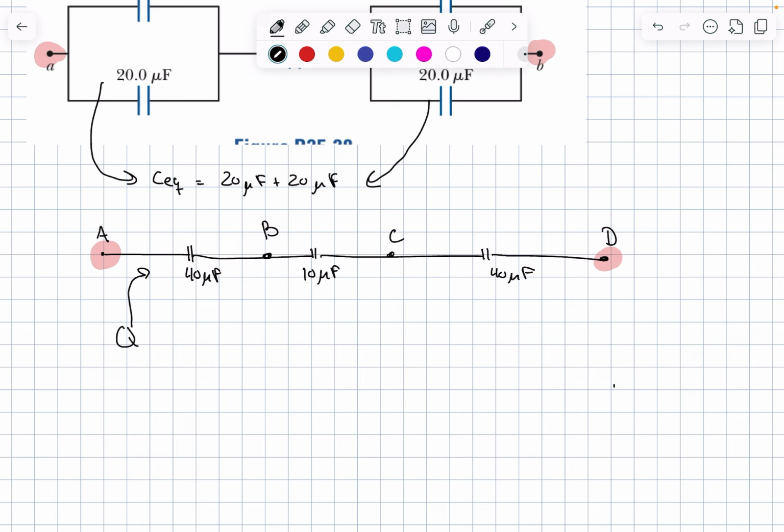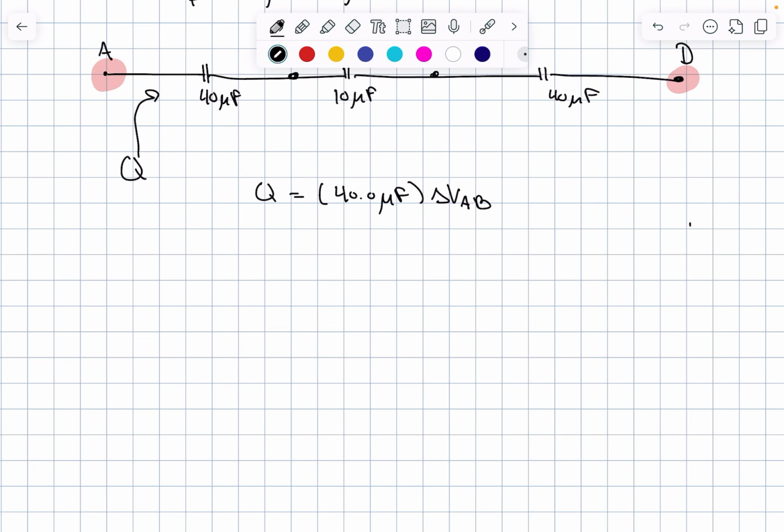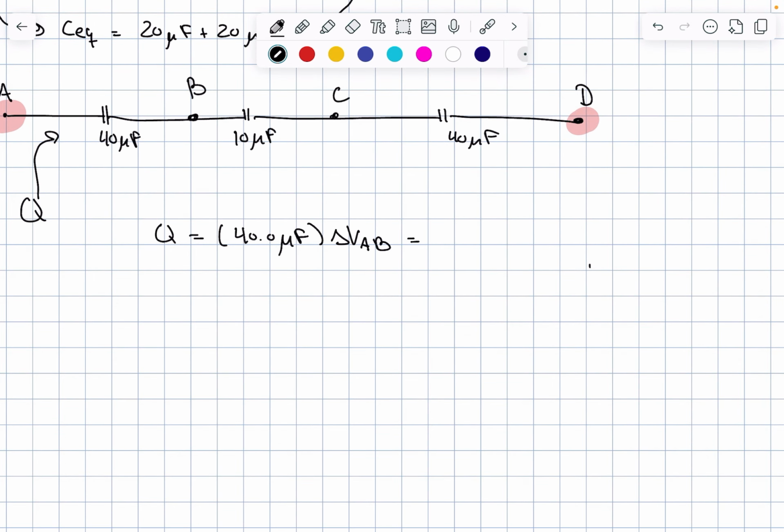And we know that. So then we can write out that Q is equal to the capacitance, so 40.0 microfarads, times delta V AB. What I'm saying is that the charge on this capacitor here is its capacitance times, well, what is the voltage difference across the capacitor plates? Well, that's the delta V between points A and B. And we know that because Q is all the same, that's going to be equal to 10 microfarads times delta V BC.